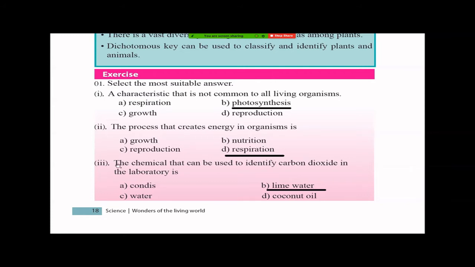Next one: the chemical that can be used to identify carbon dioxide in the laboratory. Hope you remember we have done an experiment where we use colorless lime water. This is not lime juice, right? We use colorless lime water and a straw, and we blow our exhaled air into the lime water. Then the lime water becomes a bit milky, white in color. That is the experiment we use to identify carbon dioxide, and lime water is the relevant chemical.